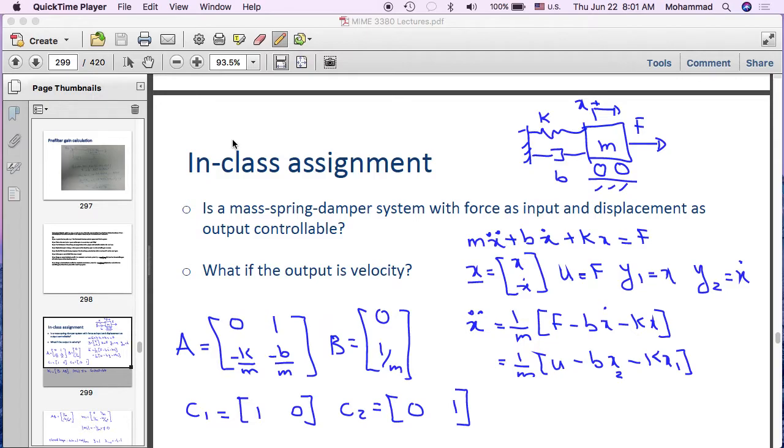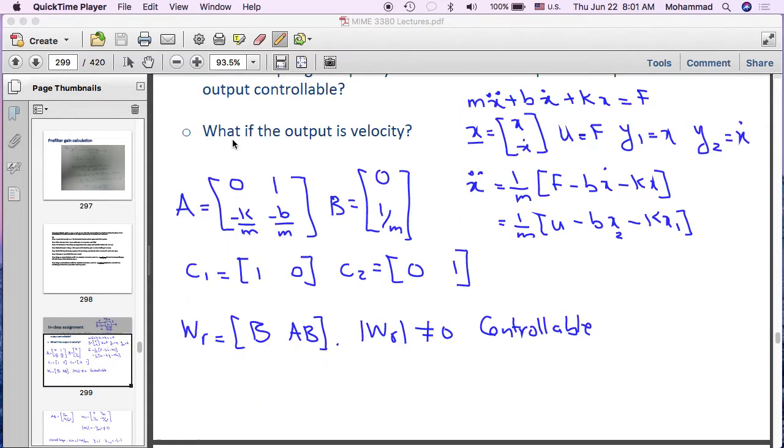And so we created matrices A, B, and C. There are two C matrices, one for when we go with the first choice when the output is displacement, and the second C is for when the output is velocity. Immediately, it should be clear that the choice of matrix C has no bearing on controllability of the system, because controllability is determined with the WR matrix, and there is no C involvement in there. It's only B and A.